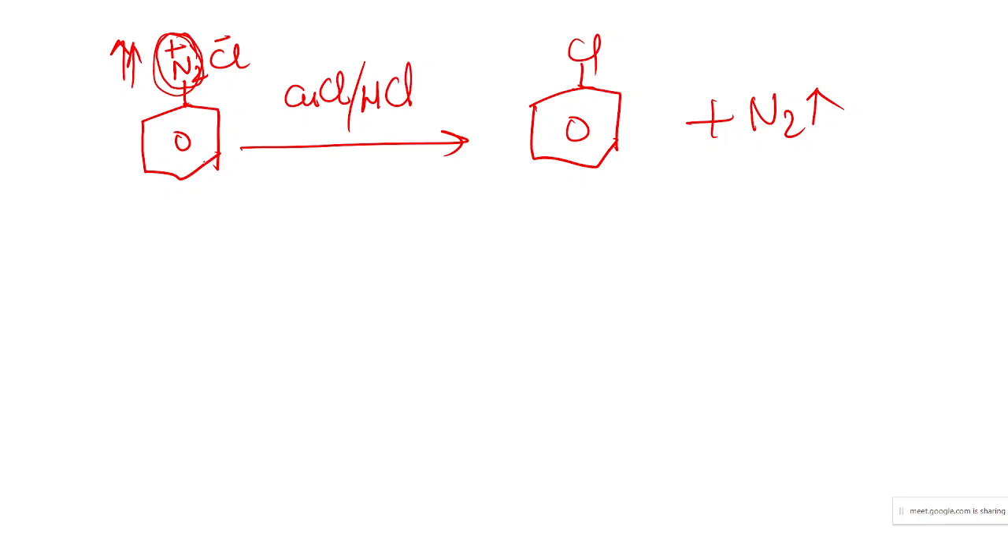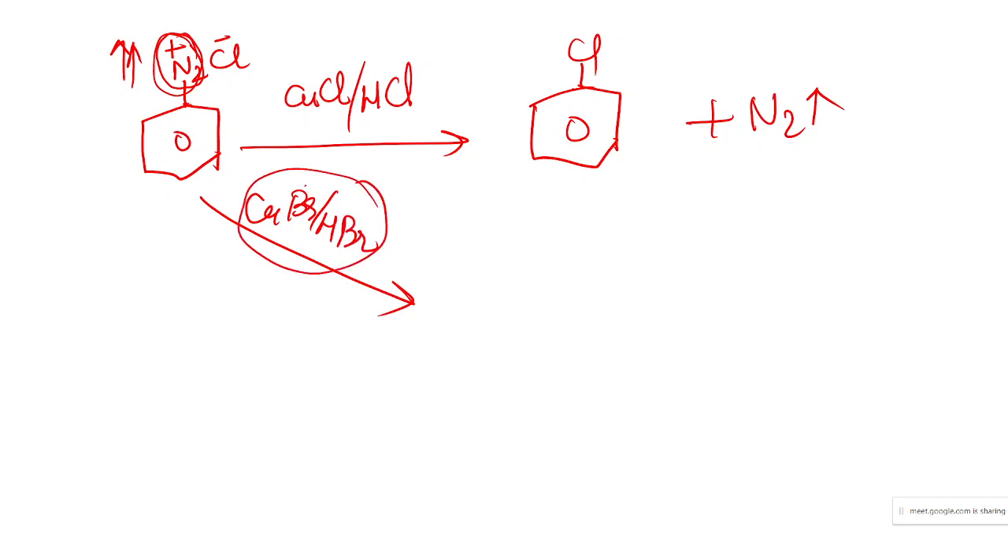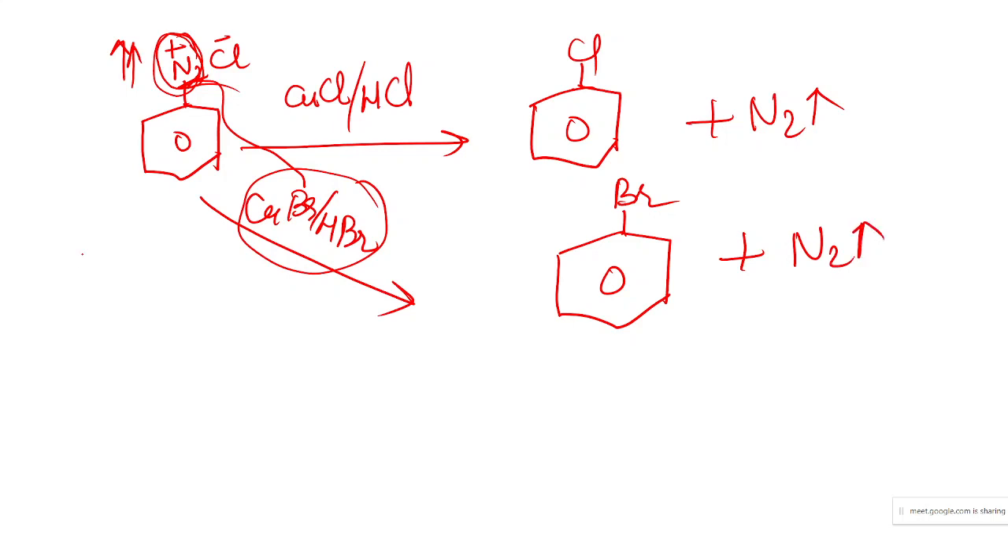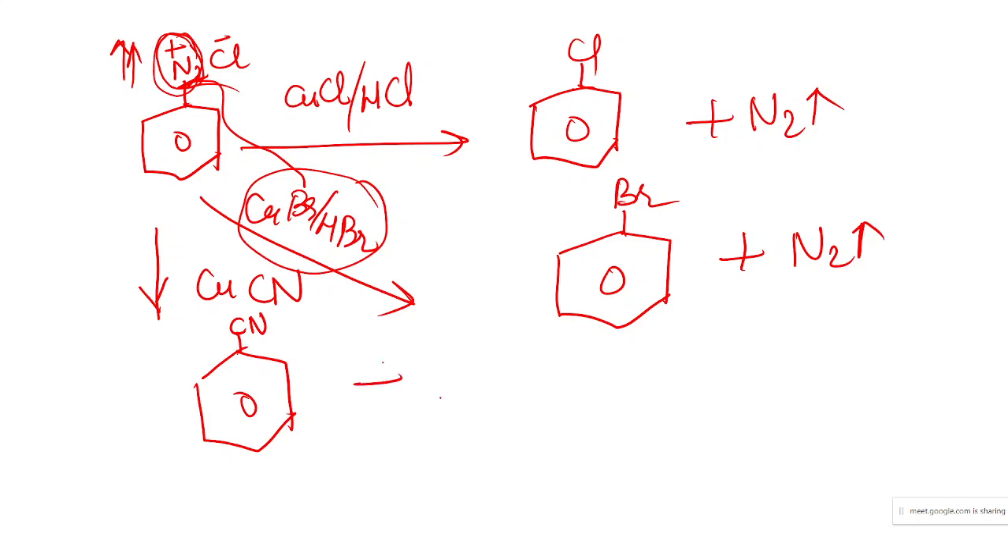Similarly, if you treat this compound with CuBr in the presence of HBr, where they are used as a catalyst, and this reagent will be substituted here, then once again this Br will come here and that N2 will go out. This is the reaction. Further, if you treat this with CuCN, then in that case also it will be the same. On your benzene ring, the N2 will go out and the CN will be replaced here, plus N2 will go out.